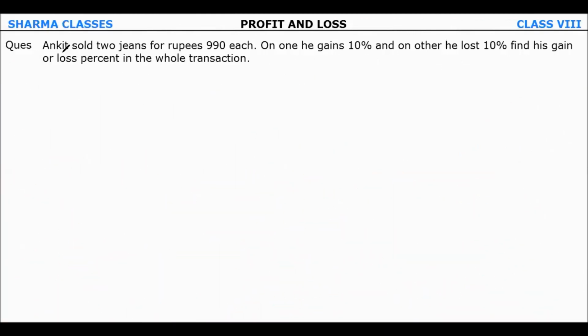The next question is, Ankit sold two jeans for rupees 990 each. Again, the word sold has come, so sold means SP. And there are two jeans. So let's do one thing: let's divide the question into two parts, that means jeans 1 and jeans 2.